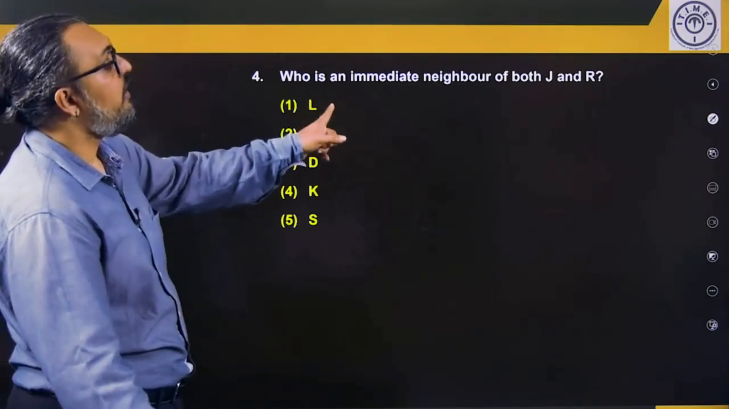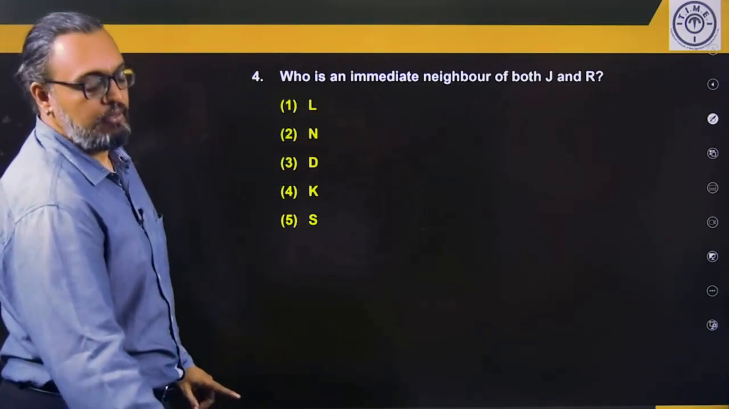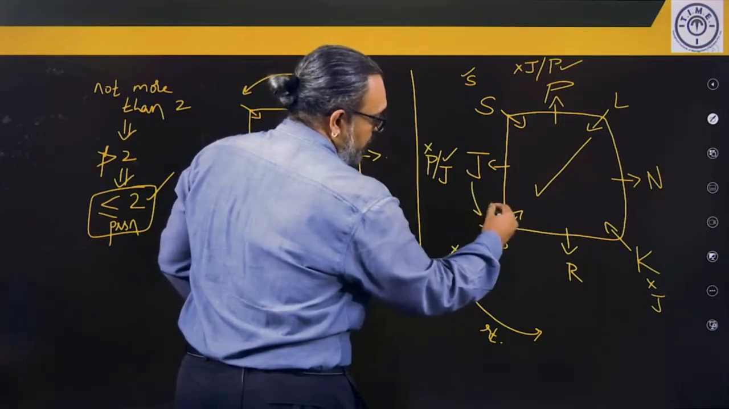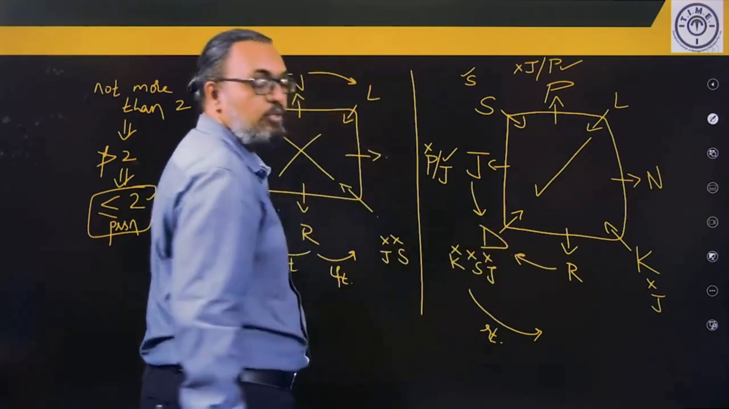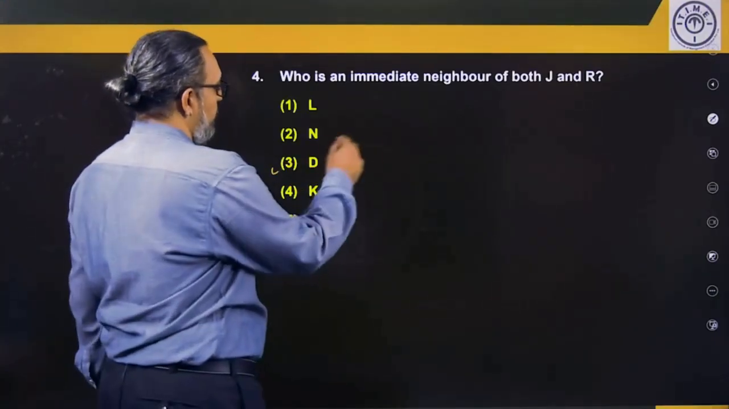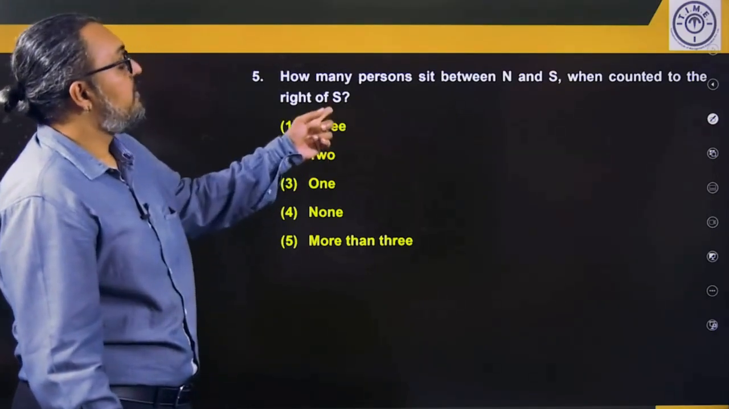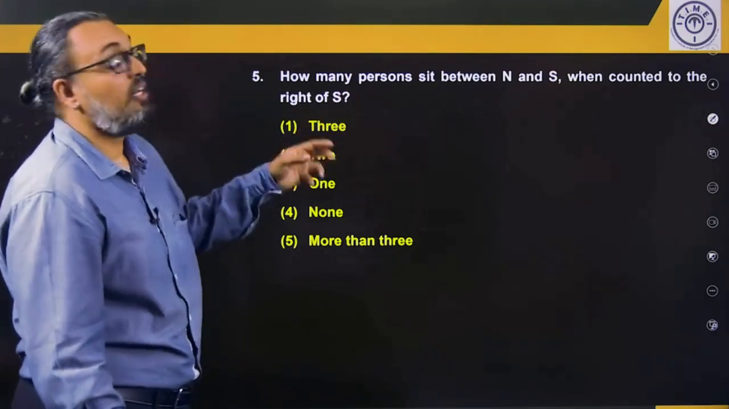Now, who is an immediate neighbor of both J and R? Okay, immediate neighbor to both J and R. Check, immediate neighbor to both J and R. Who is the immediate neighbor? That is D. So, D is going to be our answer. Third option.